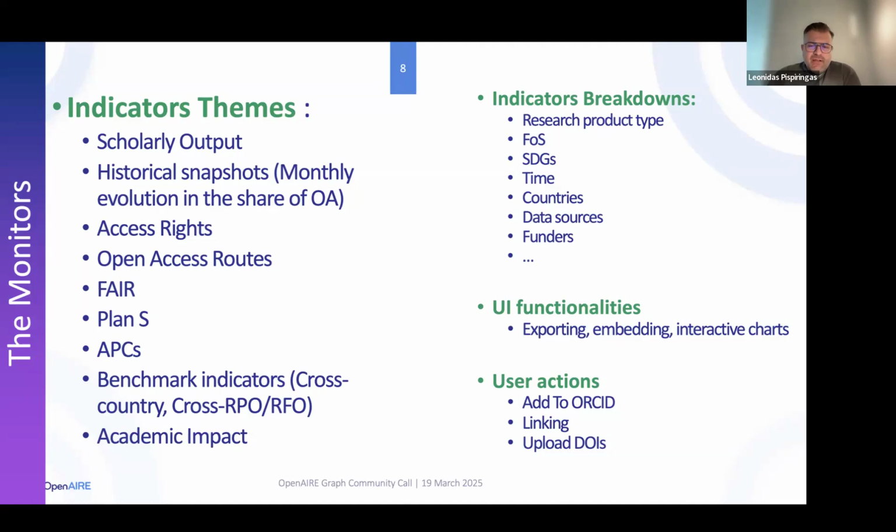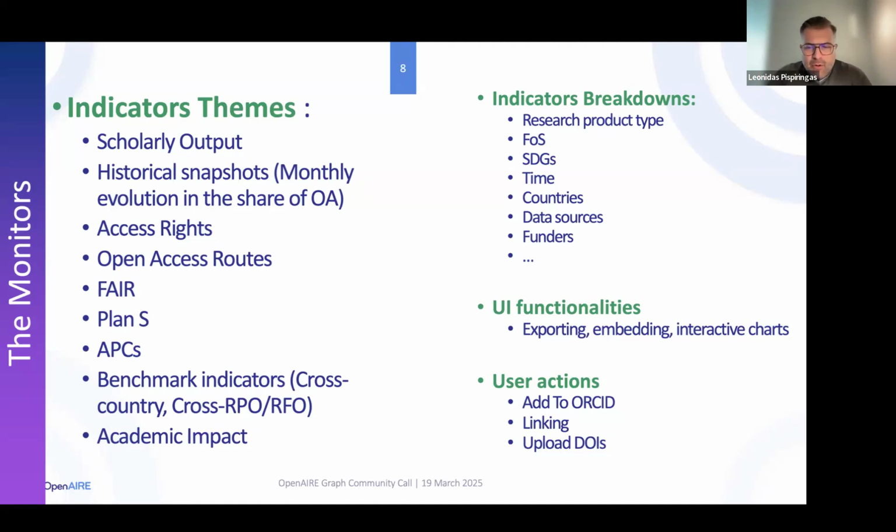And we have some specific user actions. The first two are also present in OpenAIRE Explore, the Add to ORCID and linking functionalities, where researchers can synchronize the ORCID records with the platform, and the linking functionality, where they can link research outputs with projects, datasets, and others.